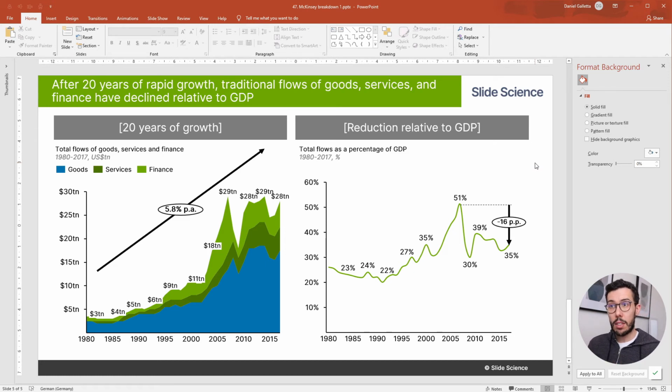On the right-hand side, I have the reduction relative to GDP. In this case, I've chosen a line chart, and the reason for that is because it's a proportion over time, and line charts are good to show proportions over time. I think the really important thing for the line chart is we've included a difference arrow here. That's important because we are showing the reduction in the last few years from 51% to 35%.